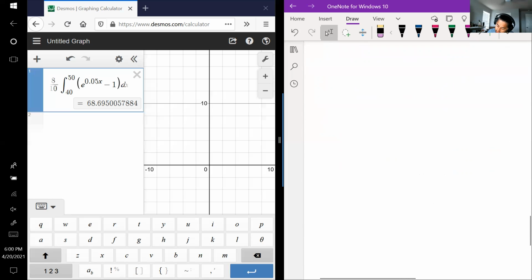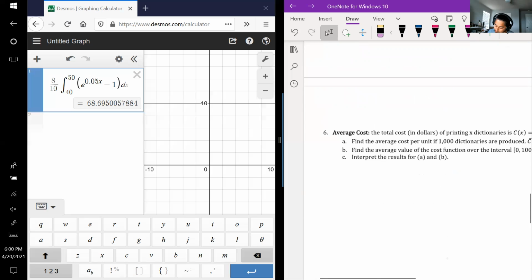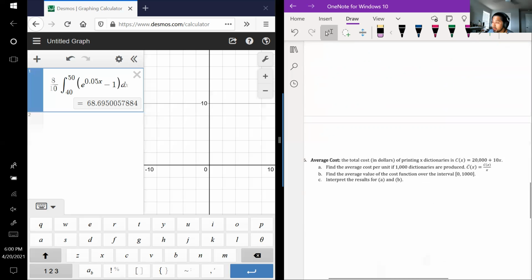All right, I think we're on the last one. Cool. All right. So, average cost. The total cost in dollars of printing X dictionaries is C of X equals 20,000 plus 10X. Find the average cost per unit if 1,000 dictionaries are produced. There's the formula for average cost.